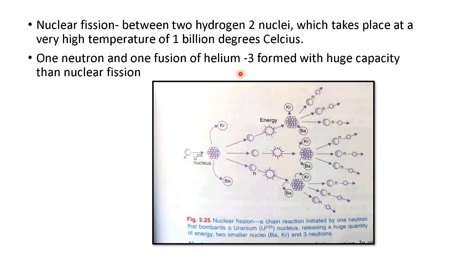suppose a neutron is bombarded on any substance. Suppose we are taking here uranium, that is a radioactive substance. And if a neutron bombards on this uranium, it is releasing very high energy, which is in the form of krypton and barium. And along with that process, three neutrons are released.